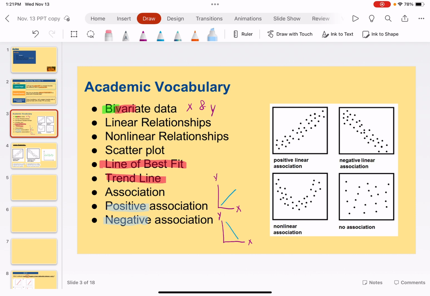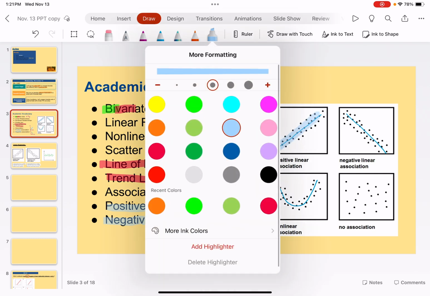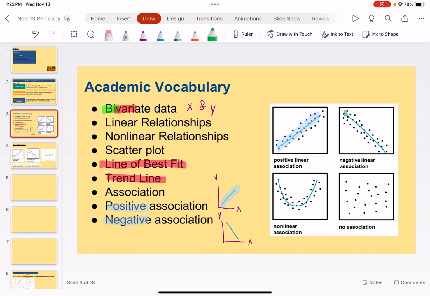And so if I drew trend lines for each of these associations, each of these scatter plots, my trend line is going to go through as many points as I can possibly make my line go through. Okay, so for the positive linear association, you can see that it looks like a line with a positive slope, right? For this one and this one. For a negative linear association, you can see that the trend line, or the line of best fit, is similar to a line with a negative slope.